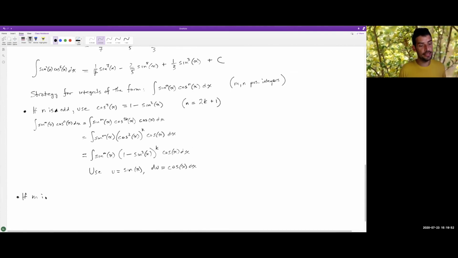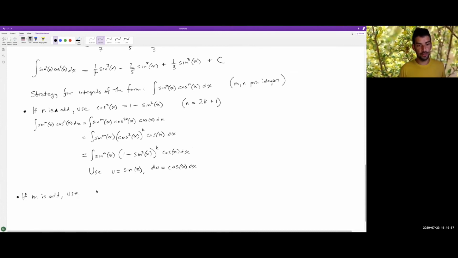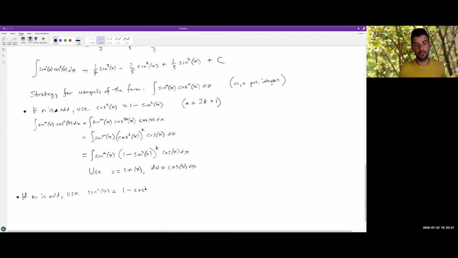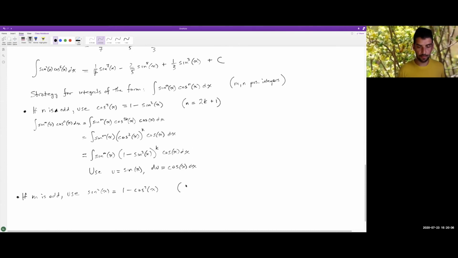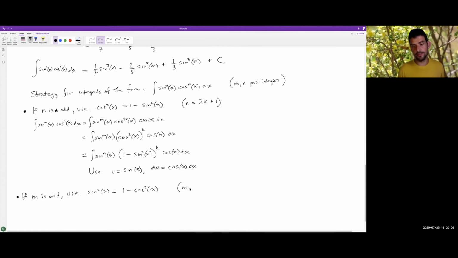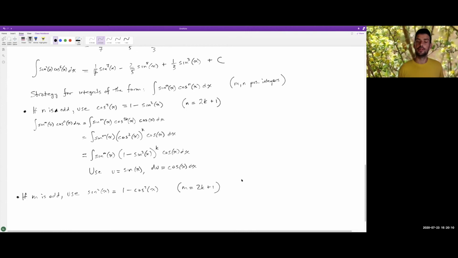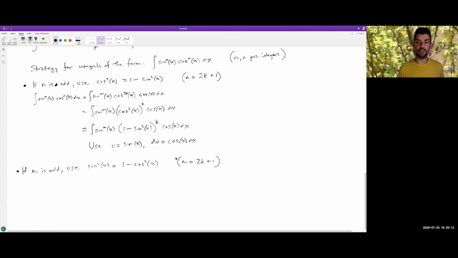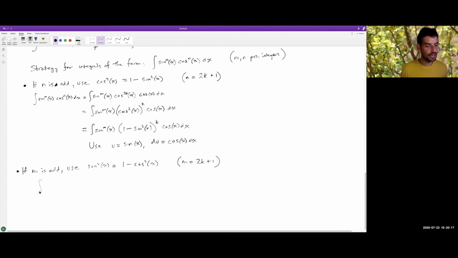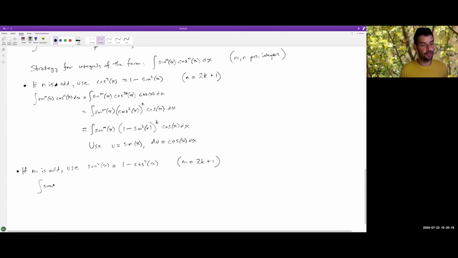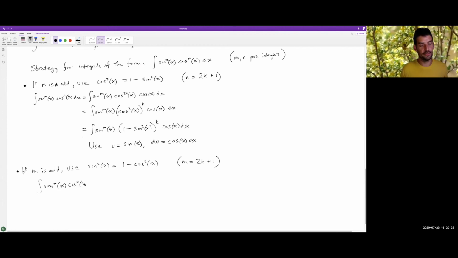If m is odd, we're going to use sine squared x is equal to 1 minus cosine squared x, right? Again, this means that m is equal to some odd number, which means it's an integer times 2 and then add 1. And we'll do the same thing, just reversing the roles of cosine and sine.